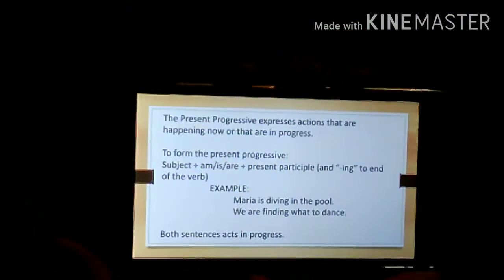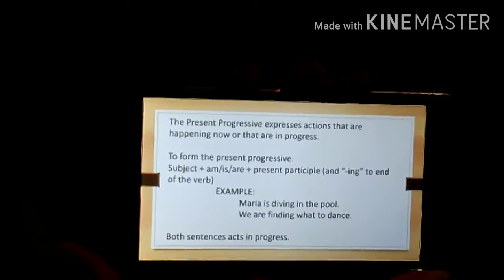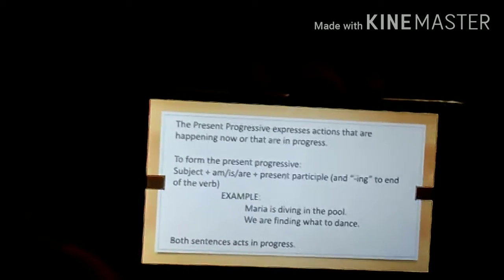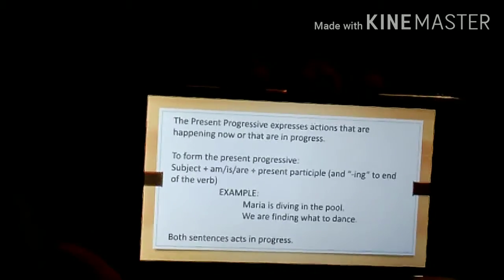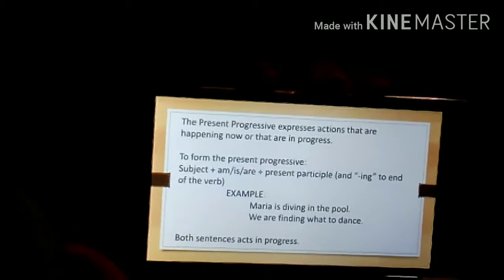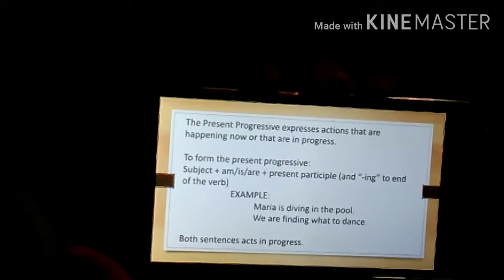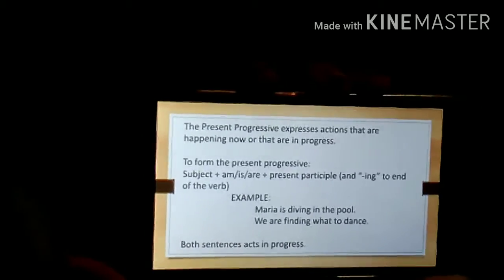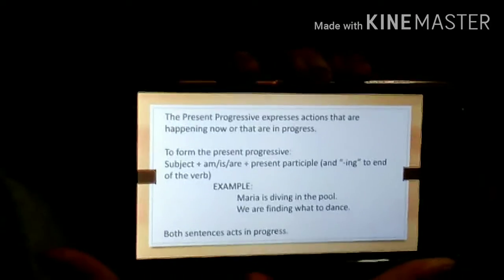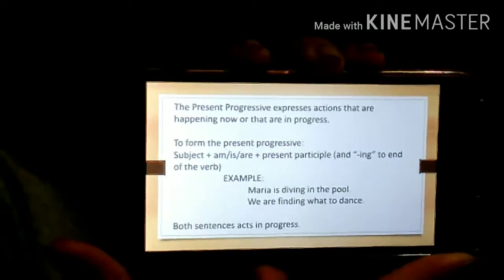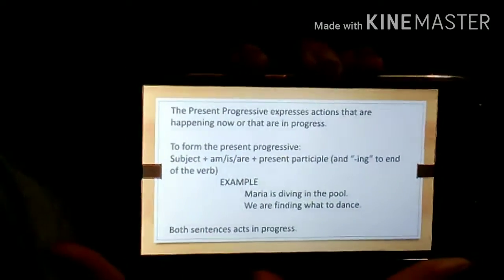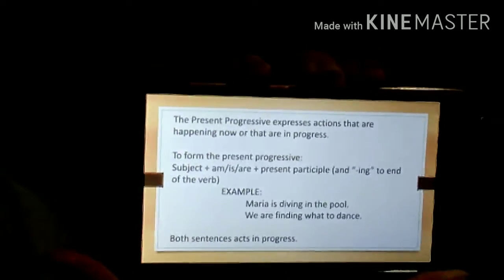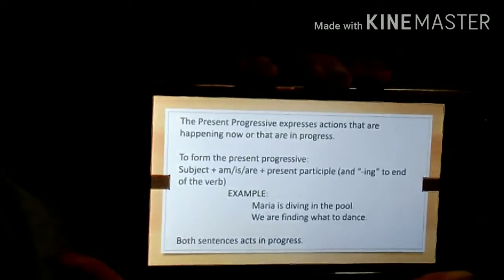Next, the present progressive expresses actions that are happening now or that are in progress. To form the present progressive, it should be subject plus am or is or are plus present participle plus ing to the end of the verb. Example: Maria is diving in the pool. Maria is the subject plus is plus the present participle, which is dive, plus ing. And so Maria is diving in the pool.